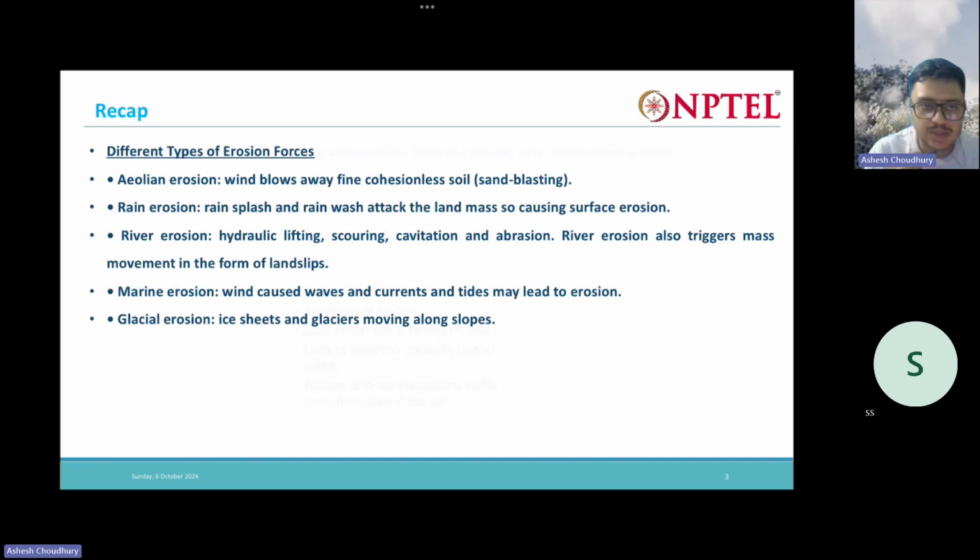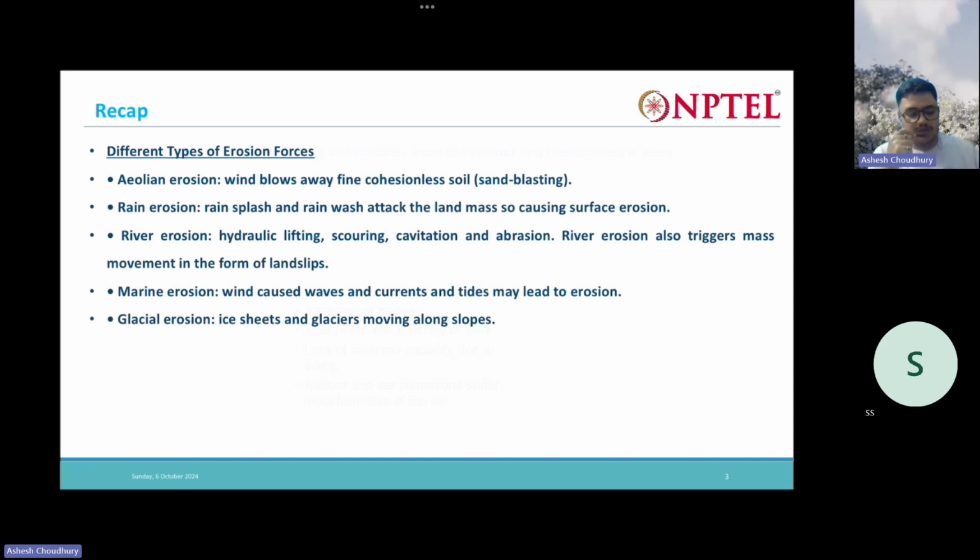First is the aeolian erosion. From the word aeolian only you can make out that it is the erosion due to winds. So wind blows away fine cohesionless soil. If you have a sandy soil at some place and wind blows at very high speed, it is going to carry that cohesionless sandy soil from one place to another. Then we have rain erosion. Rain splash and rain wash attack the land mass, causing surface erosion. If rain is falling at a high speed, it can erode the topsoil.